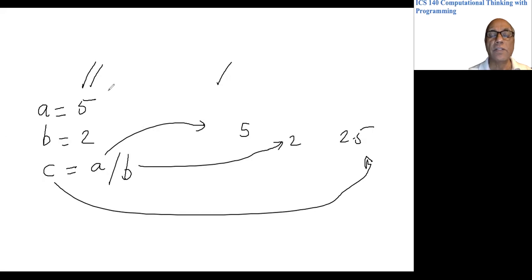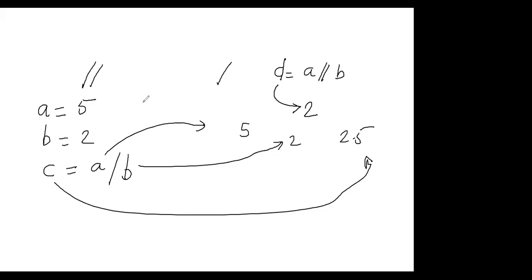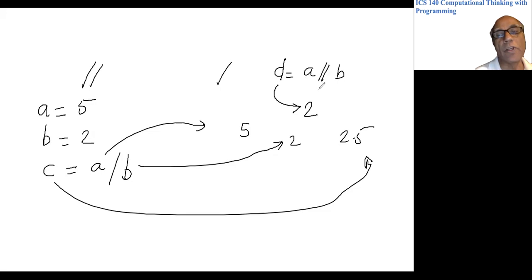Okay. On the other hand, if you write d equals a double slash b, then this will divide a by b. Of course, division is still taking place, but 2 goes into 5 2 times. The fraction is ignored, and d is now 2. So this is actually integer division. Oh, so you always ignore the fraction? Correct. But there is one little catch to this whole thing.